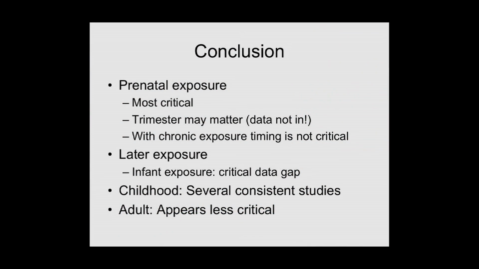So in conclusion, prenatal exposure is undoubtedly most critical. The trimester may matter. Not clear yet. With chronic exposure, the timing is not so critical. Later exposure, infant exposure is a critical gap. All these legislation that controls children's toys, we don't actually know whether that poses a risk. We don't have any data on child being exposed postnatally in infancy, what that does in humans, and very little in animals. And in adults, there appears to be less critical exposure, as we've heard from other studies. Thank you.